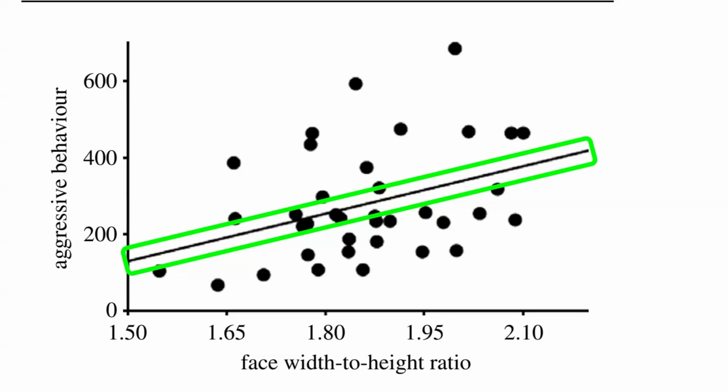If we had a plot of the data for the female subjects, we would still have a scatter plot. We would still have individual dots all over the place. However, that line of best fit for the female participants would be a flat line. And if your line of best fit is a flat line, that indicates that there's no relation. That indicates that your facial width to height ratio does not at all predict your aggressive behavior.